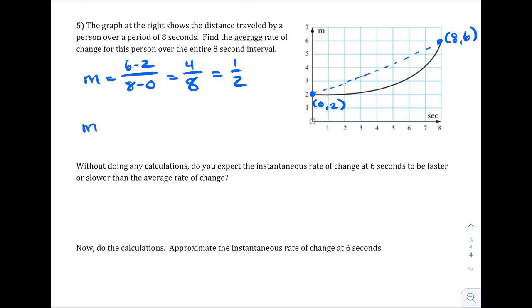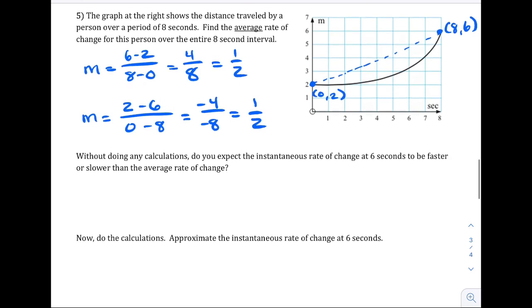Just want to show you that it doesn't matter if I happen to use the point on the left first. Subtract my y's, 2 take away 6, and subtract my x values, 0 take away 8. Using that point on the left first, I would get negative 4 over negative 8, which is also 1 over 2. So both work out to be the same. The average rate of change is half in that case.